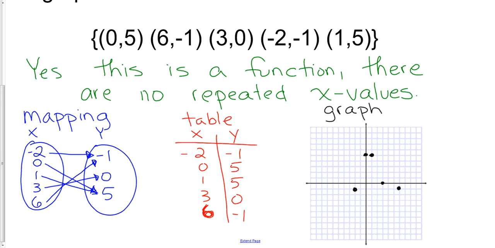All right, here's your solution. First of all, this is a function, as there are no repeated x values. And then you can see I've represented it as a mapping, a table, and a graph.